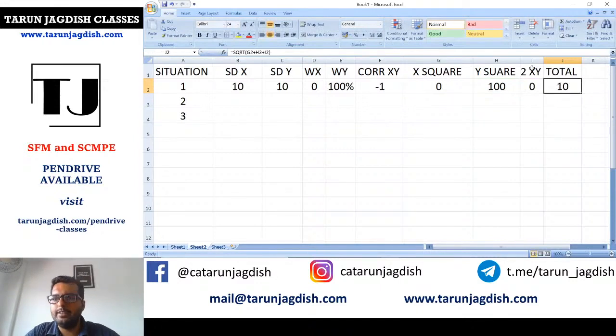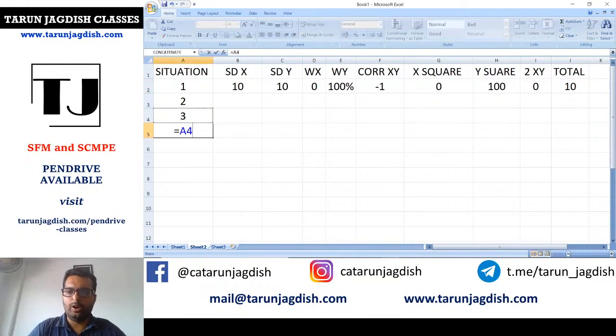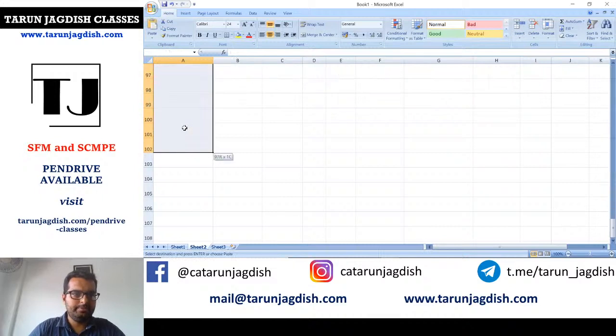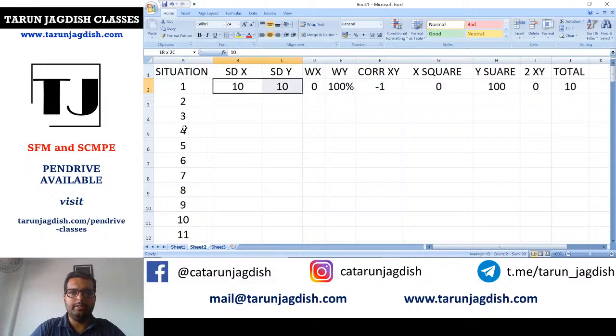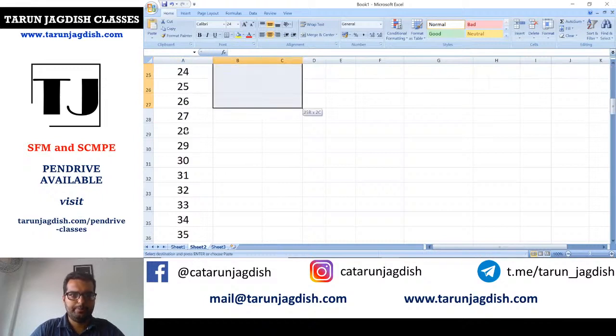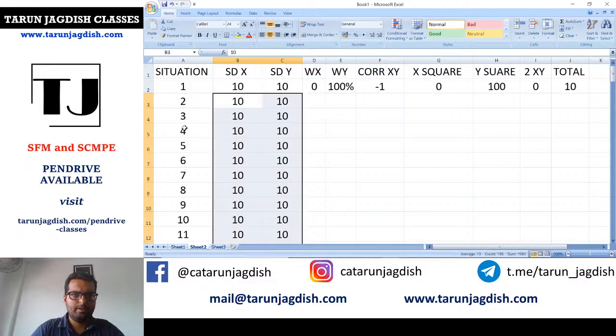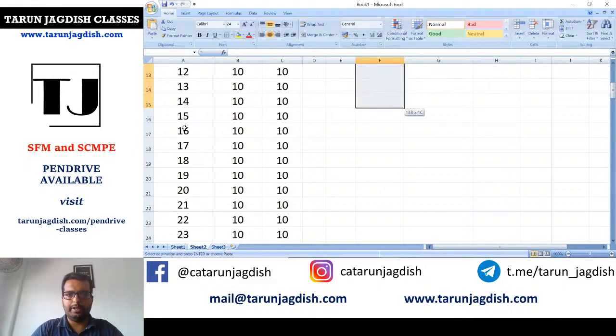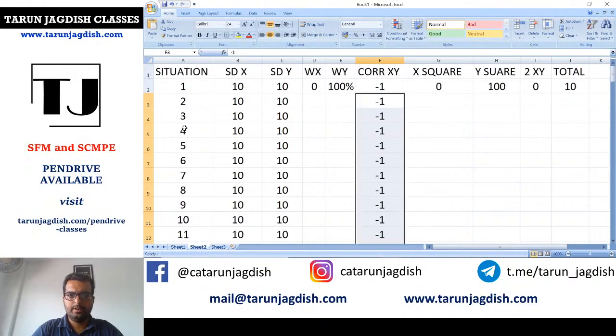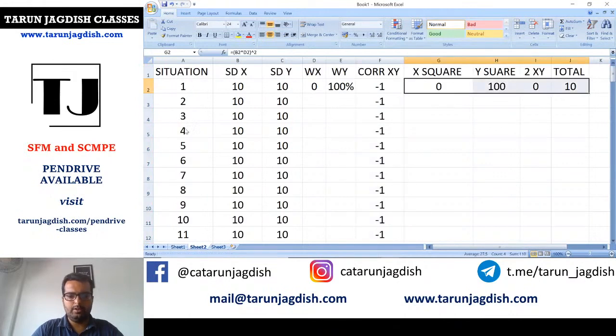So here the combined risk turns out to be 10. I will now take and I'll show you 100 permutation combinations wherein, let me go down. Okay, I'll show you till here, wherein I will keep everything else constant. For example, these two things will be constant for all the 100. This keeps on changing. Correlation will also remain constant, and these formulas will remain constant.